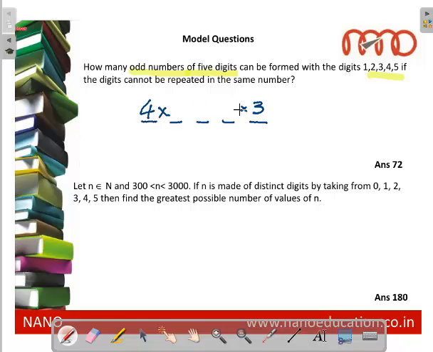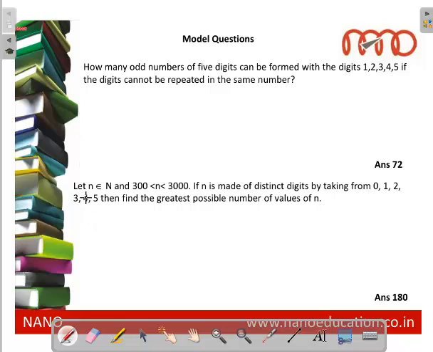For the next place, except for the first and last digits, I can use any other digit in 3 ways, then 2 ways, and 1 way. For the last place I will choose an odd digit in 3 ways, and the remaining 4 numbers I will permute in 4 places in 4 factorial ways. So the answer will be 4 factorial into 3, or 24 into 3, that is 72.